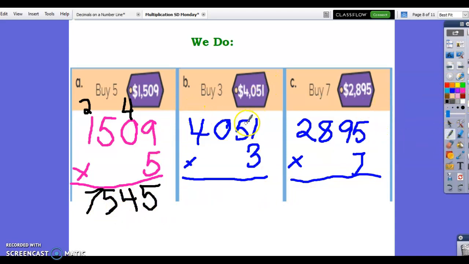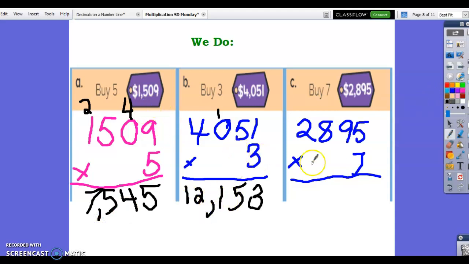And then we have our next one is 4,051 times 3. So 3 times 1, 3. 5 times 3, 15. And you carry the 1 up top. 3 times 0 is 0 plus 1. Bring it down. 4 times 3 is 12. I forgot to put my comma here. I'm going to put my comma here.